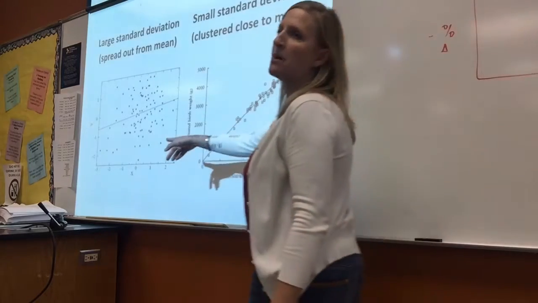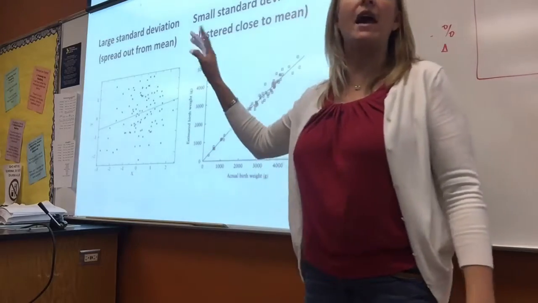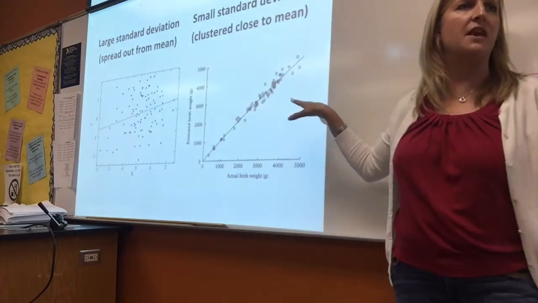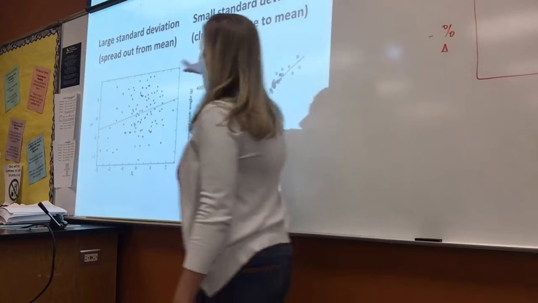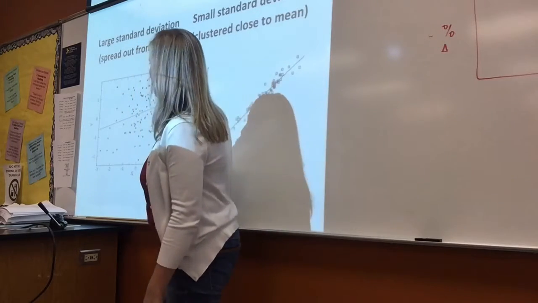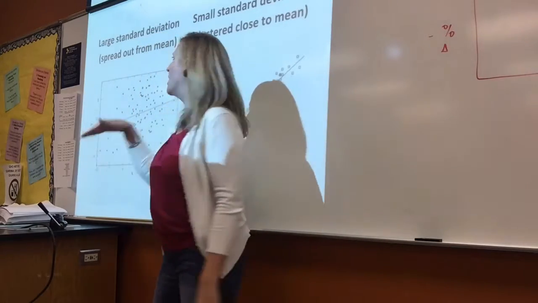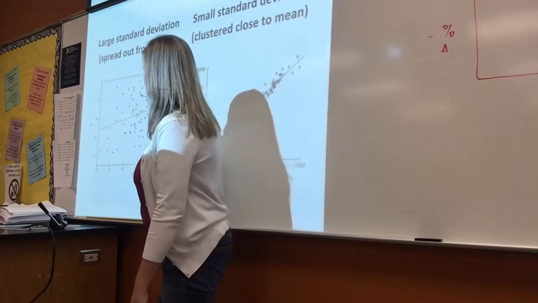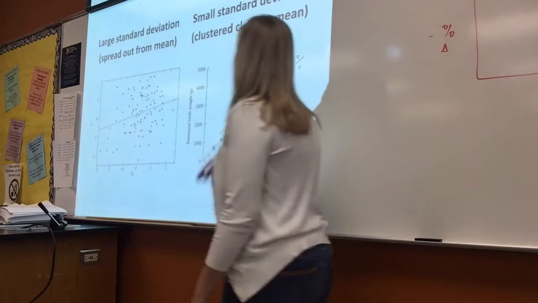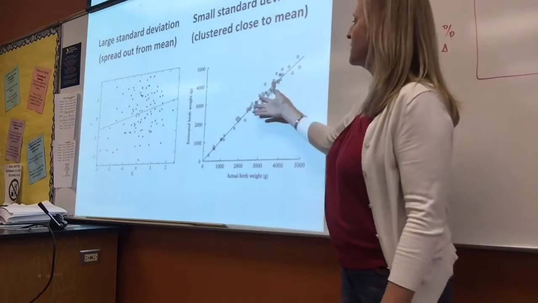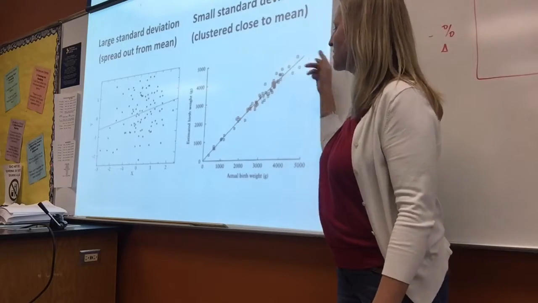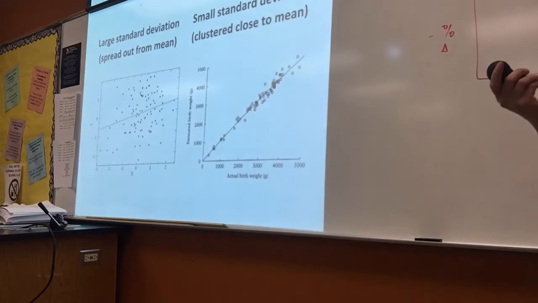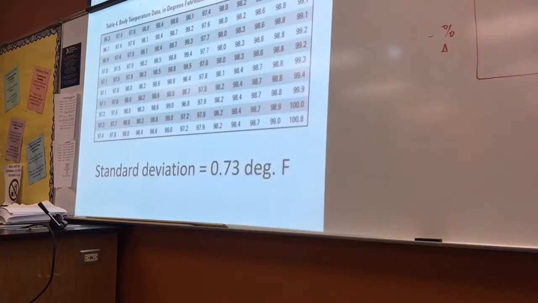So here are two examples of data that have a large and a small standard deviation. You can see here, the data points are all over the place. That would be an example of a large standard deviation. This is a little mean there. And this is a small standard deviation where the points are clustered around the mean. So all of our data is clustered around the mean.